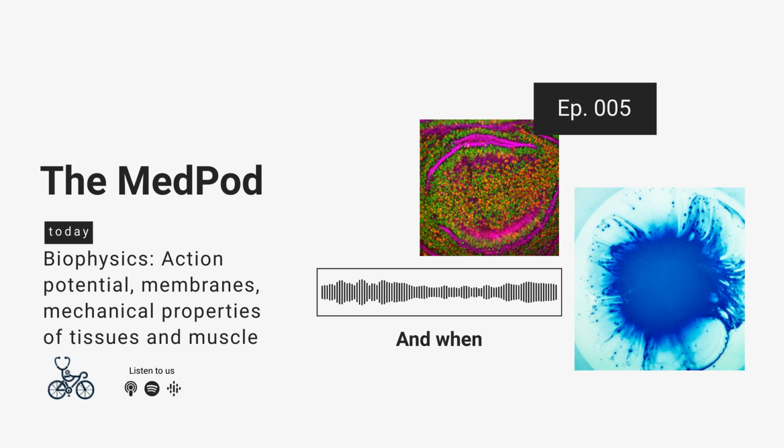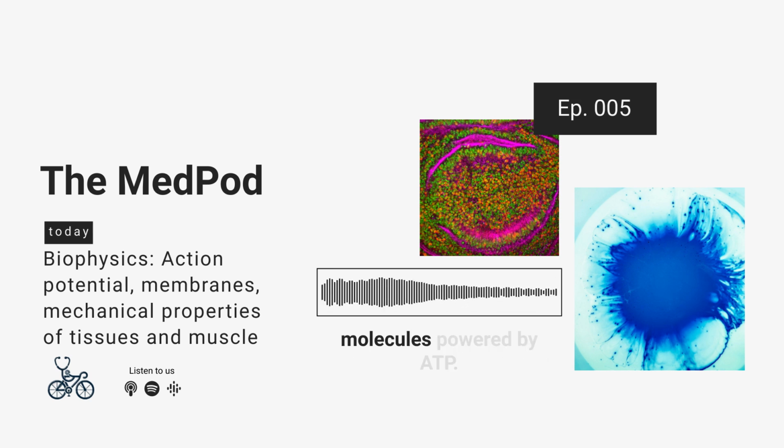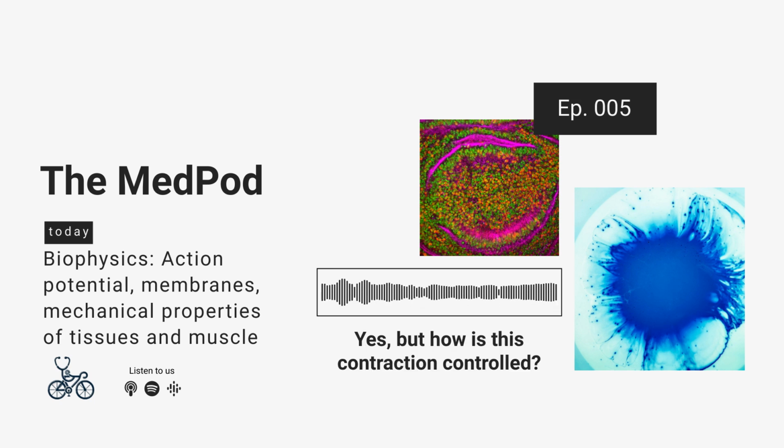And when millions of sarcomeres shorten simultaneously, the entire muscle contracts, generating force and movement. So it's like a perfectly synchronized dance of molecules powered by ATP. Yes. But how is this contraction controlled?